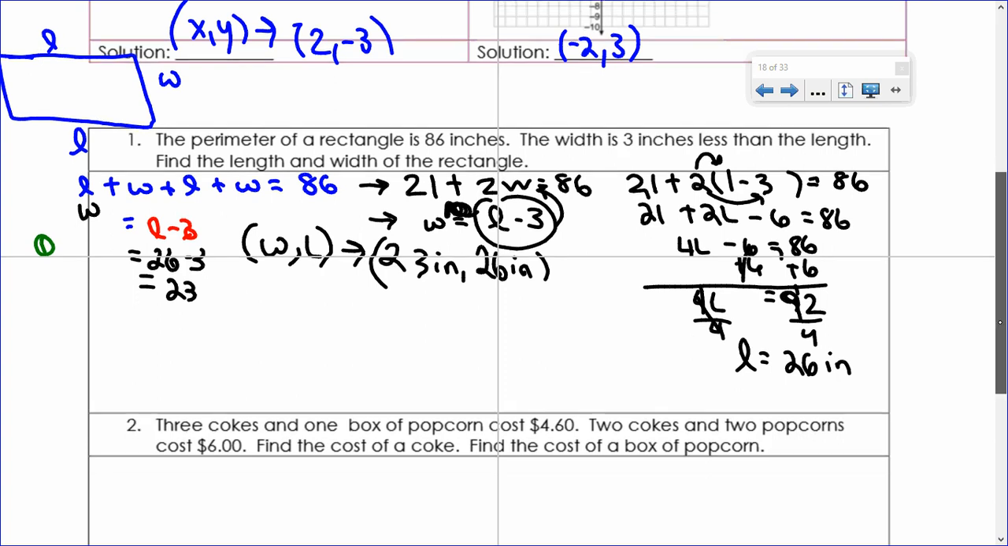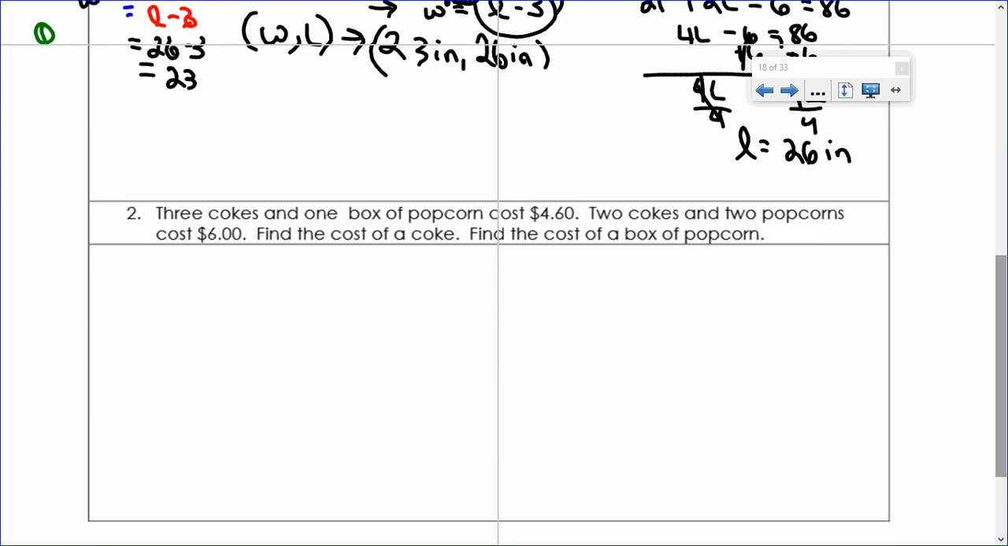Next. All right. So it says 3 Cokes and 1 box of popcorn costs $4.60. 2 Cokes and 2 popcorns cost $6. So we have Cokes, we'll call them C's. So 3 C's plus one popcorn equals $4.60. Next we have 2 Cokes plus 2 popcorns equals $6.